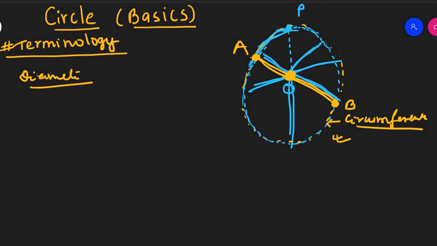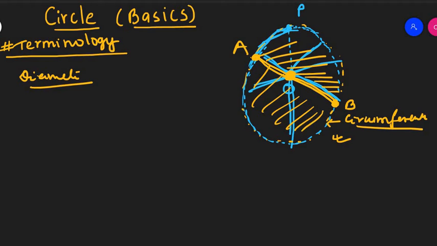Now this diameter bisects the circle, or you can say it divides the circle into 2 equal halves. So this side, half part of the circle, is called semicircle. Similarly, downside, it is another half part of the circle, it's also semicircle. So you should understand 2 semicircles make a circle.